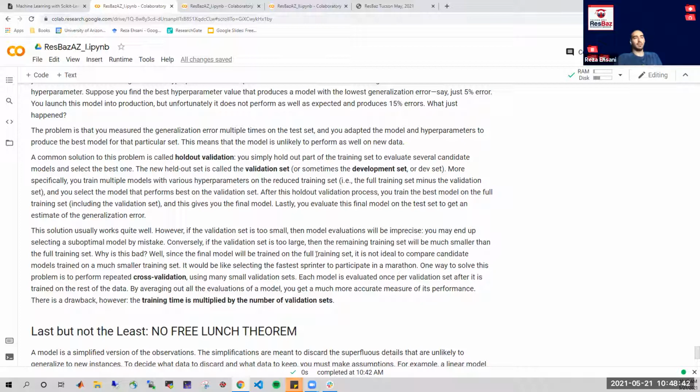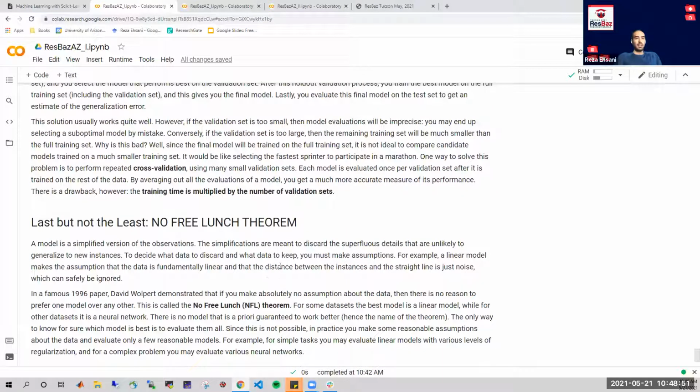The advantage of cross-validation is that the performance of the model which we are selecting will be higher, but the downside is that the training time of the method will be multiplied by the number of validation sets. And finally, the last but not the least thing is the no free lunch theorem.